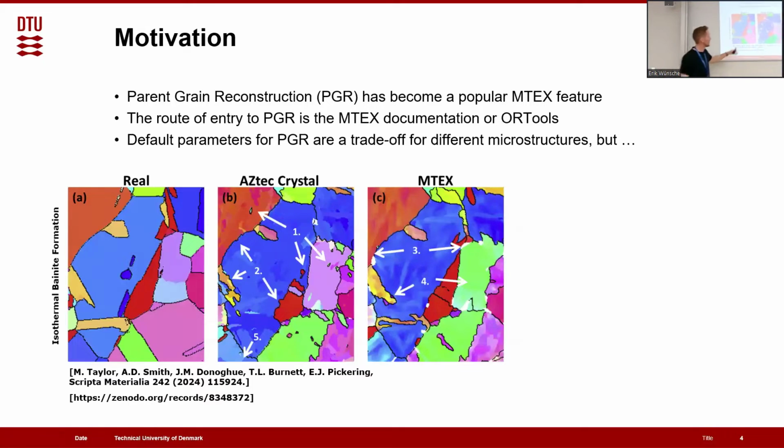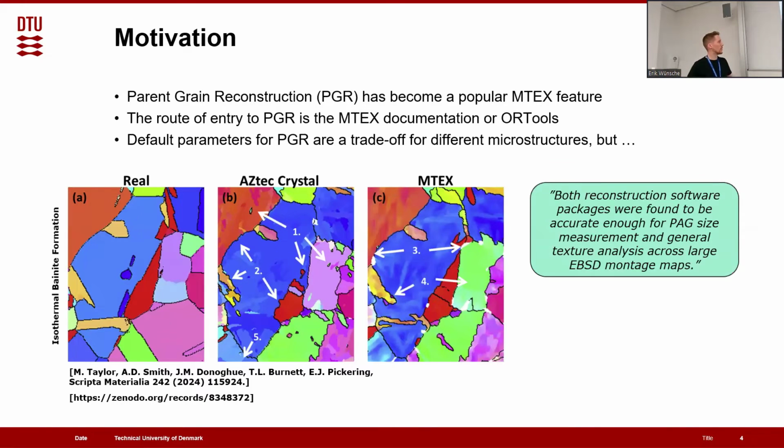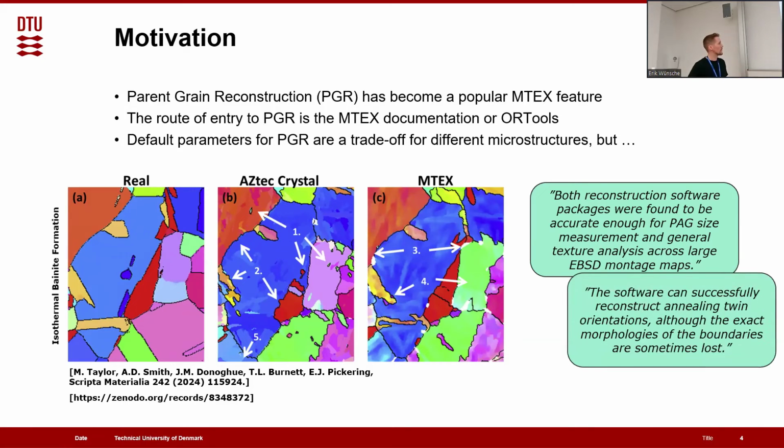In the paper, Aztec crystal was compared against MTEX. The conclusion was that both were quite good to get the prior austenite grain size and also the texture. They also said that the annealing twin orientations were discovered quite well, but some of the morphologies of the boundaries were maybe not as good as they should be. Just to show an example, here we have an annealing twin. In Aztec, it's almost completely absent. In MTEX, it has a weird shape, which I refer to as a curly fry or something like this. Then we have other instances, for example, this here is falsely reconstructed and so forth. So it's not really perfect, even though it does quite a good job.